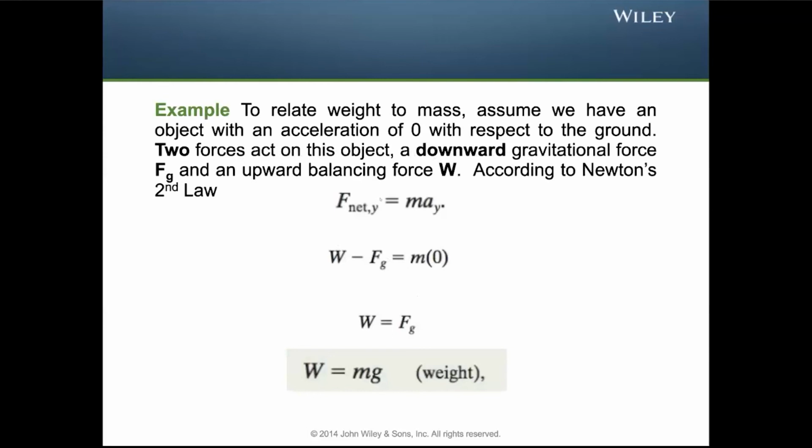And here's just a breakdown. We're looking at the net forces in the y direction. You have mass times acceleration, and then we're saying that's the weight minus the force of gravity. And then you can get that the weight actually equals the force of gravity, because we already know that weight equals mass times gravity. The force of gravity equals mass times gravity. Therefore, these things equal each other, right? So weight is mass times gravity.